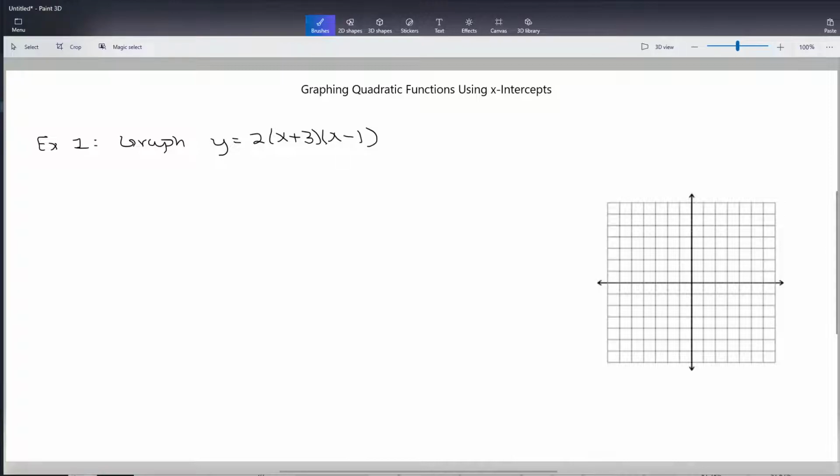Just like we said in our plan, the first thing we're going to do is find our x-intercepts, and we're going to do that by letting y equal 0. So we have 0 equals 2 times (x plus 3) times (x minus 1). I'm going to start by dividing both sides by 2. 0 divided by 2 is still 0, and this 2 divided by 2 gives us that 1 in the front.